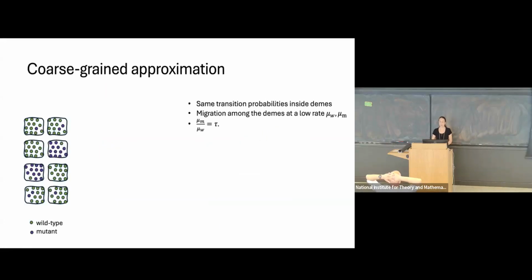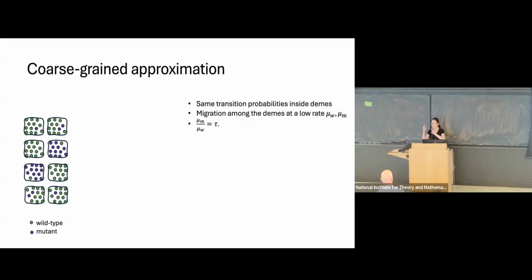We have a nice approximation for this. We have analytical results because we're looking at a fragmented population. In real space it's harder, but for a fragmented population we came up with this coarse-grained approximation. These are my islands, wild types green, mutants purple. This is similar to your talk.